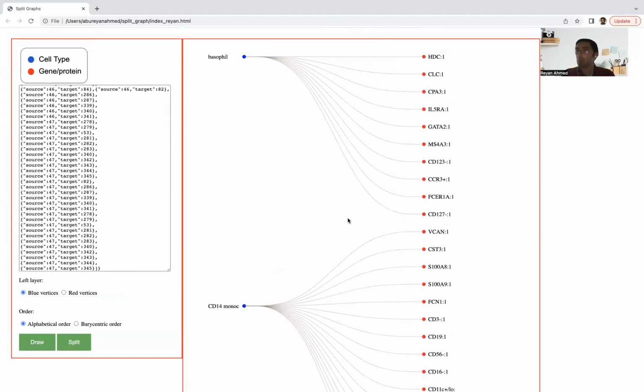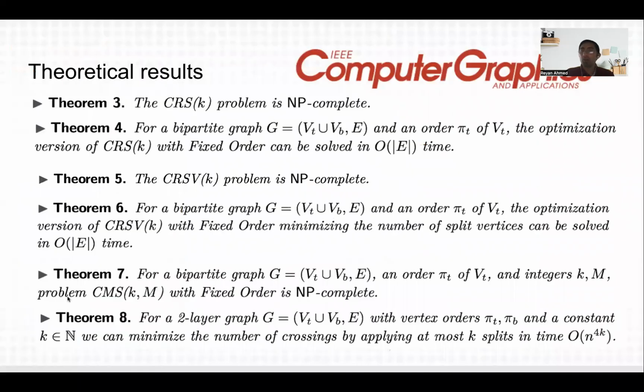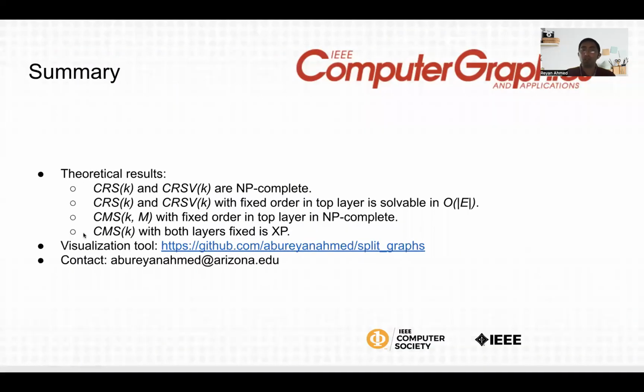Now, if the user wants the opposite, for example, to fix the red vertices and split and change the permutation of the blue vertices, then the user can click this radio button to do that. So to summarize, we have several theoretical results, and all the code is available in our GitHub repository. And this is my email. Feel free to ask any questions or concerns if you have.